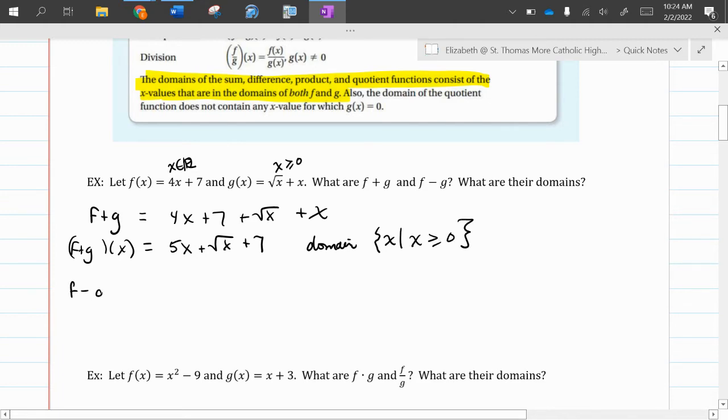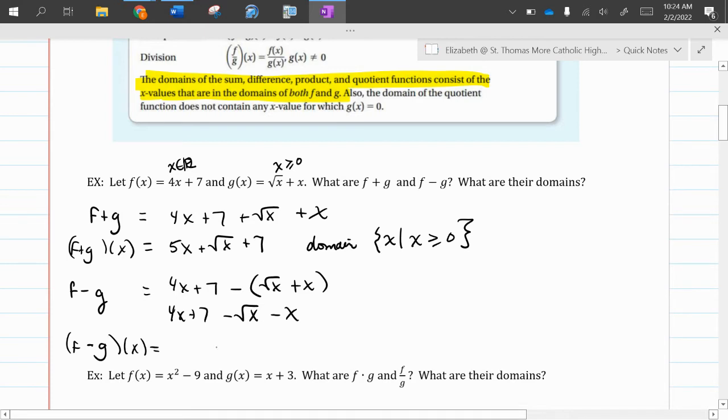All right, now let's do f minus g. We have to be careful because if we're subtracting more than one term, we have to make sure we distribute our minus sign. So 4x plus 7 minus the square root of x plus x becomes 4x plus 7 minus the square root of x minus x. Now we combine our like terms. So f minus g of x is 4x minus 1x is 3x, minus the square root of x, plus 7.